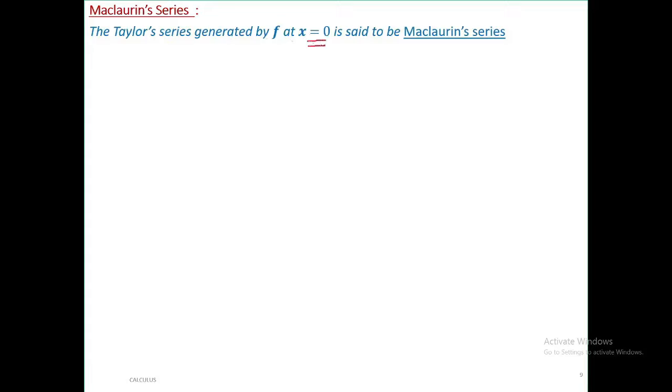Next one is the Maclaurin series, one more series expansion. The Taylor series generated by f at x equal to 0 compulsory. So this is very important. The point should be compulsory 0. Just now we did the point x is pi by 2 in the Taylor series. A Taylor series can be at any point, but the Maclaurin series is compulsory at 0 only. So the same Taylor series formula I can use, but instead of taking the point A as something else, I need to take A as 0. That is said to be the Maclaurin series.